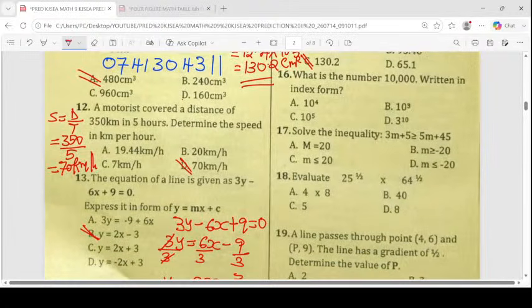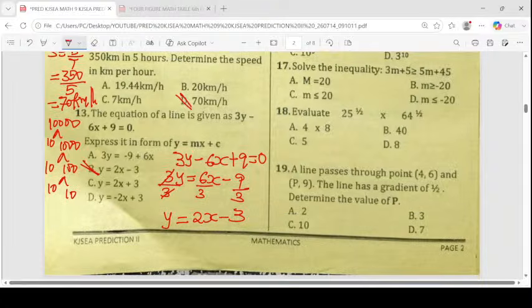Question 16. What is the number 10,000 written in index form? You know, when you have the number 10,000, let me write from this end. If I have 10,000, I'll say 10 here goes here how many times? 1,000 times. 10 here will go here how many times? 100 times. 10 will go here how many times? 10 times. And 10 will go into 10 one times.